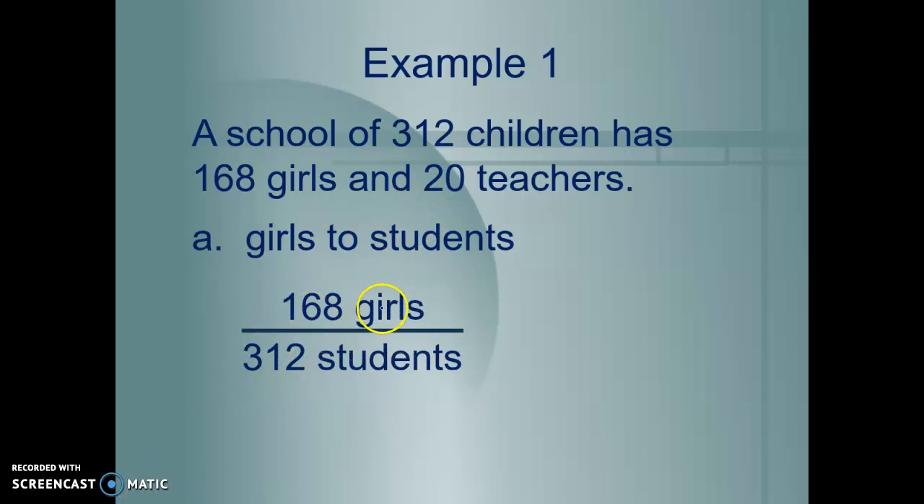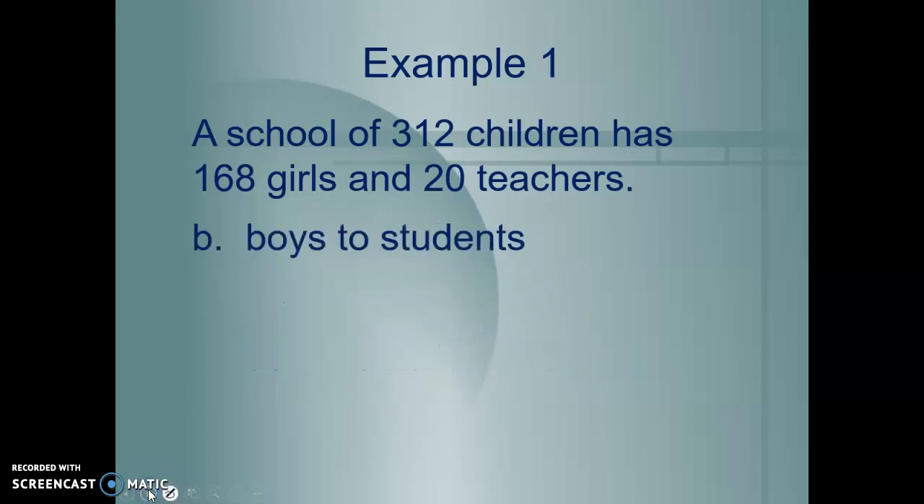We can write it like this: 168 girls to 312 students. Or if you want to write it one of the other ways, we could write it 168 out of 312 students. When we reduce that, it reduces to 7 over 13, which means for every 13 students, we would have 7 girls. How would we write boys to students?